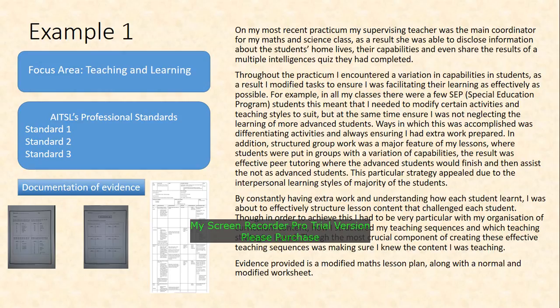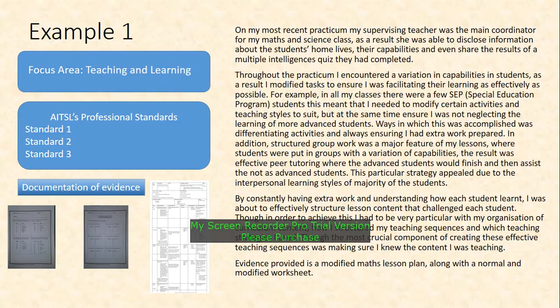So ways in which I accomplished this was differentiating activities and always ensuring I had extra work prepared. In addition, structured group work was a major feature of my lessons where students were put in groups with a variation of capabilities. The results were effective peer tutoring, with the advanced students finishing and then assisting the not as advanced students. This particular strategy appealed due to the interpersonal learning styles of the majority of the students, which was actually just over 70% of the class. This particular one worked incredibly well.